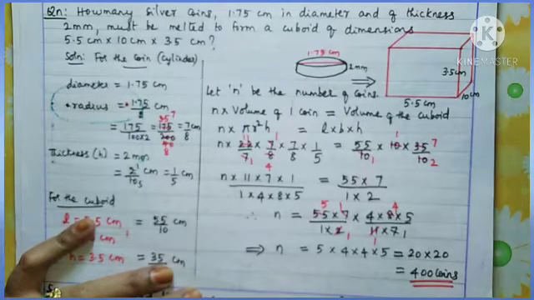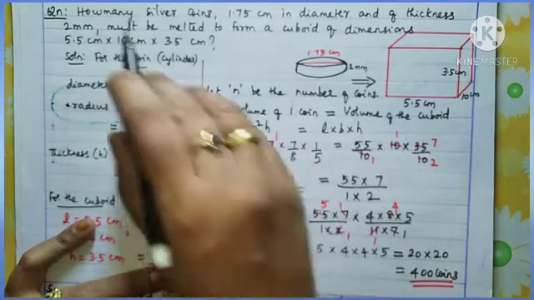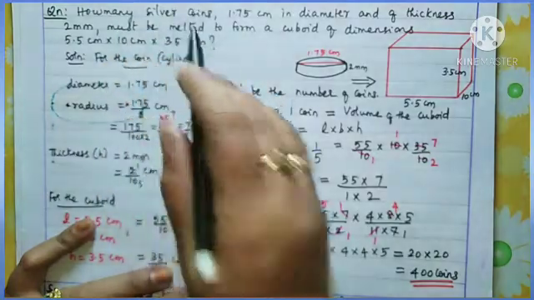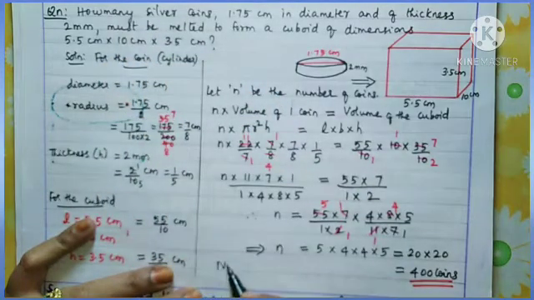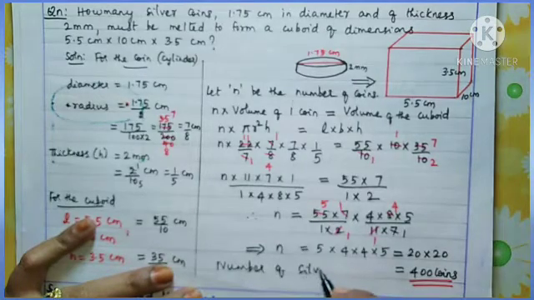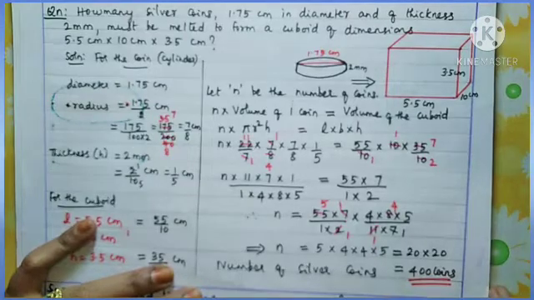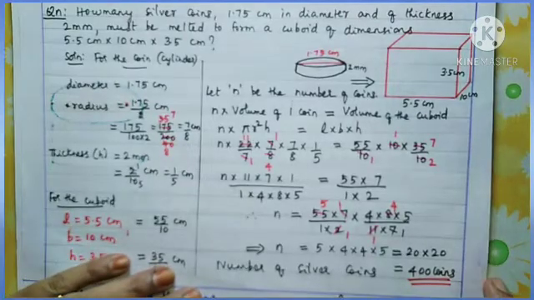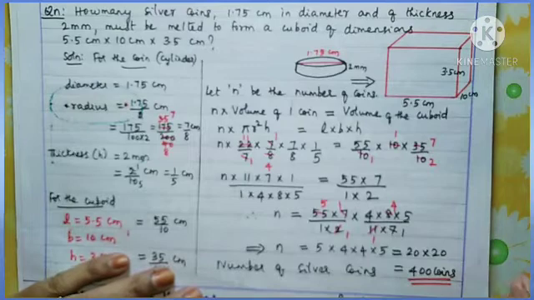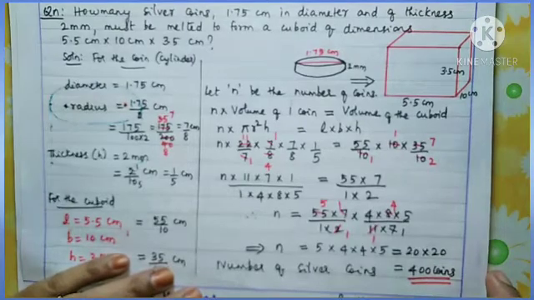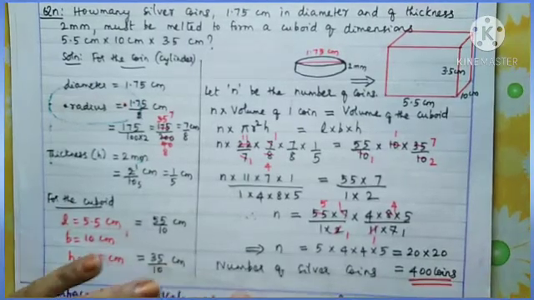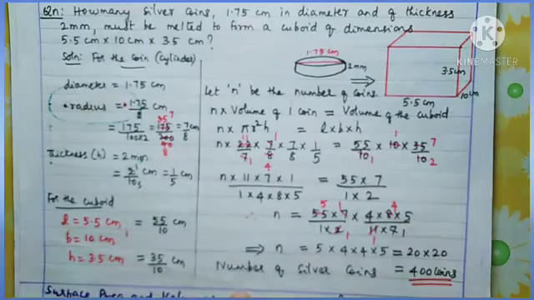So what is the final step? How many number of silver coins? That is the question. So number of silver coins is equal to 400 coins. Okay. So that is the answer of this problem. Hope all of you understood. Do the calculation carefully. Okay.